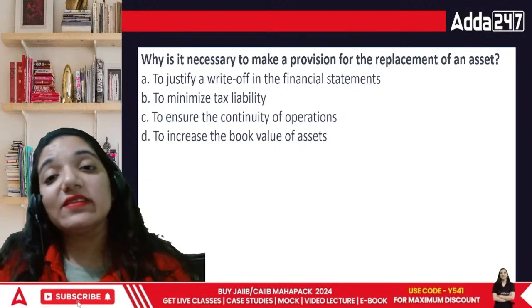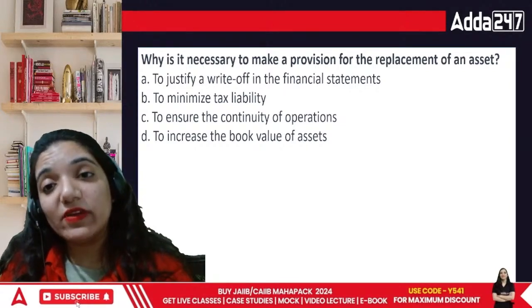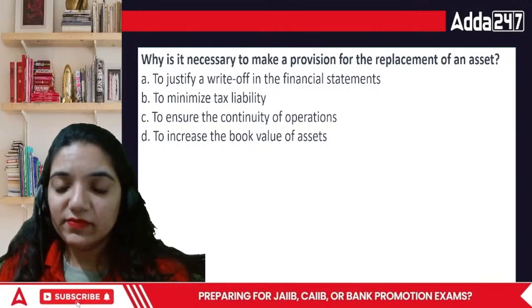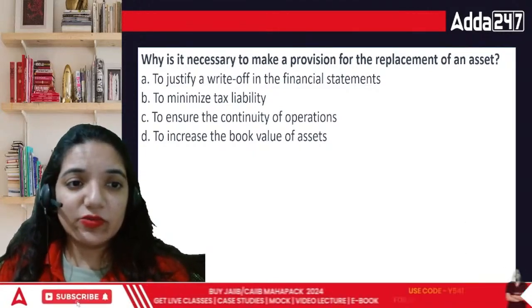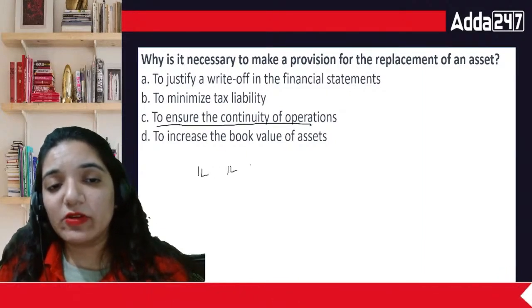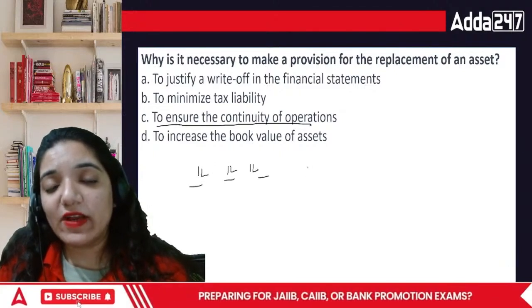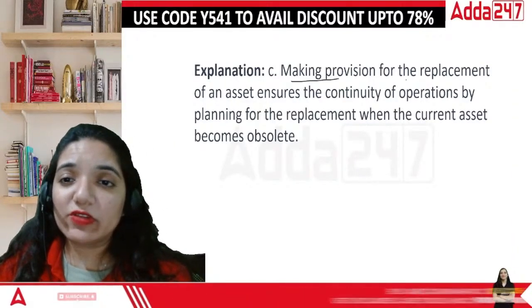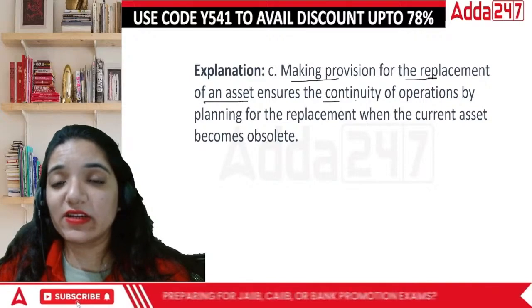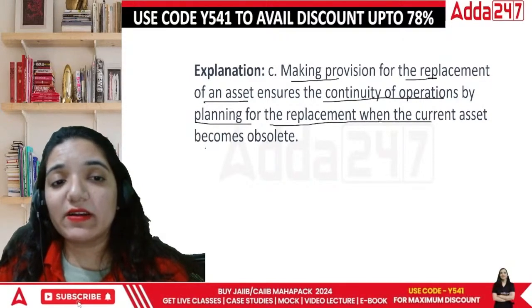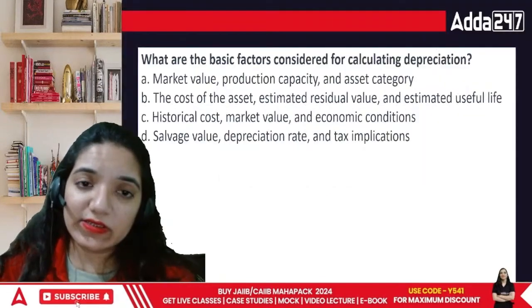So why is it necessary to make provision for replacement of an asset? It is to ensure the continuity of operations. Obviously, every year if I keep a particular amount separate, then after 5 or 10 years this entire amount would be received by us together, and that would be used further. So making provisions for the replacement of an asset ensures the continuity of operations by planning for the replacement when the current asset becomes obsolete.